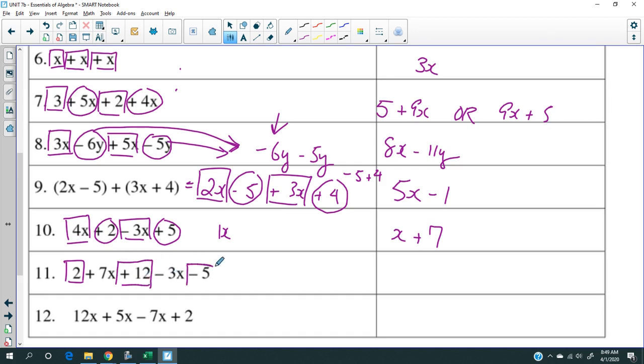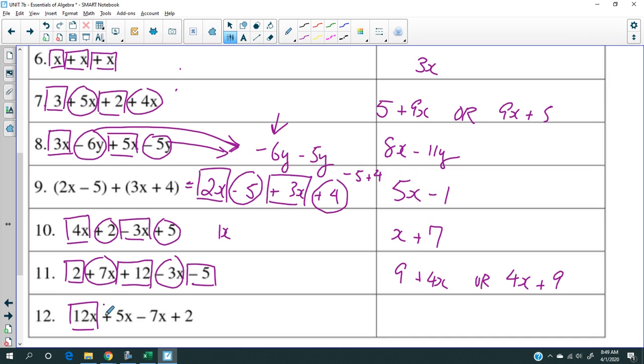These three numbers are in the number family. These two guys are in the x family, right? So go ahead. 2, 12 is 14 minus 5 is 9. 7x minus 3x is 4x. Old man Ng style, 4x plus 9. Yeah? Okay, all right, last one here.